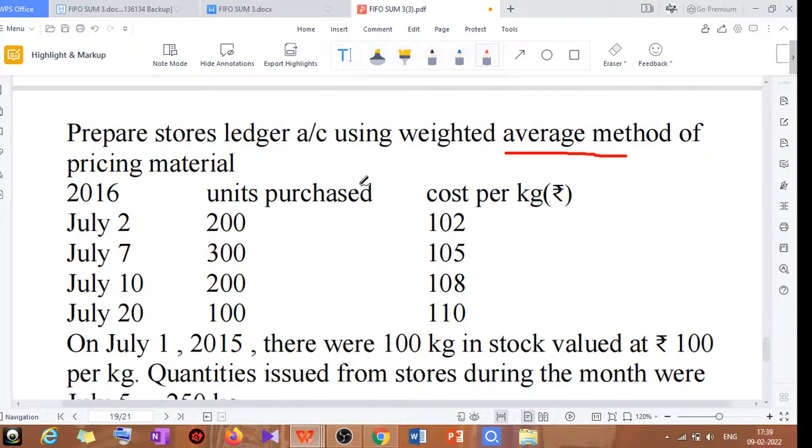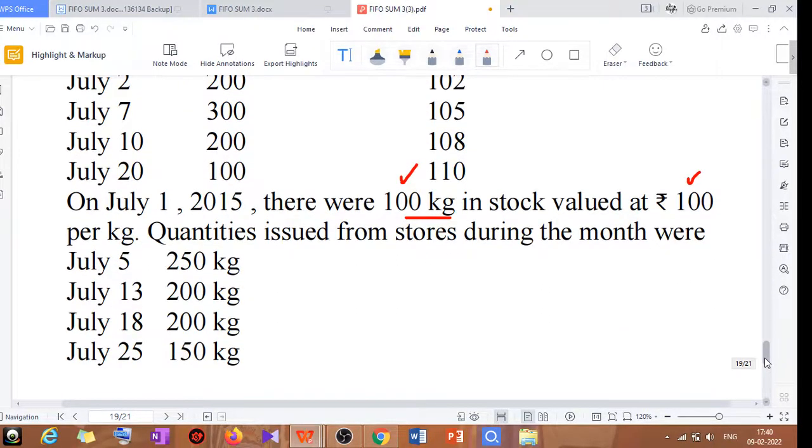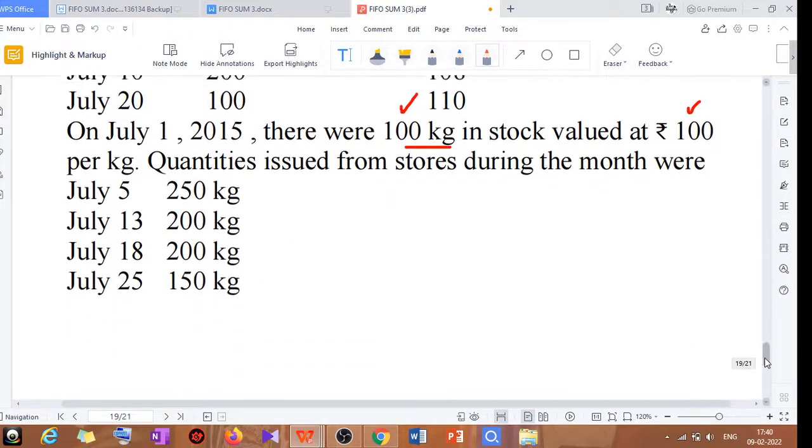They have given the units purchased, that is related to the receipt. We have received material from the supplier, so we have to write it under the receipt column. And opening balance is given, that is 100 kg of material valued at rupees 100 per kg. This is the unit, this will be the rate. Calculate the amount, that will be 10,000. Quantities issued they have given, that is 250 kg, 200 kg, then 200 kg, 150 kg. These are the issues, write them under the issue column. Okay, so let us see the solution.